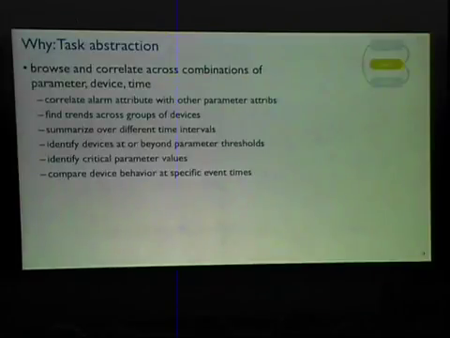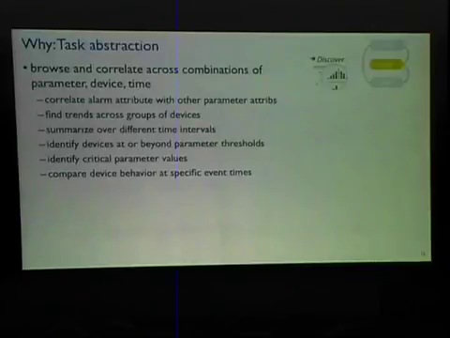But in the end, what we ended up characterizing this as is that we want to be able to browse and correlate across different combinations of these parameters and devices and times. And so do things like correlate the alarm attribute with these other parameters, or find trends across an entire group of devices, summarize what happened over different time intervals, identify devices either at a threshold or beyond it, figure out what those thresholds are, try to compare behavior at specific times across devices. So there's some words that are actually starting to recur.